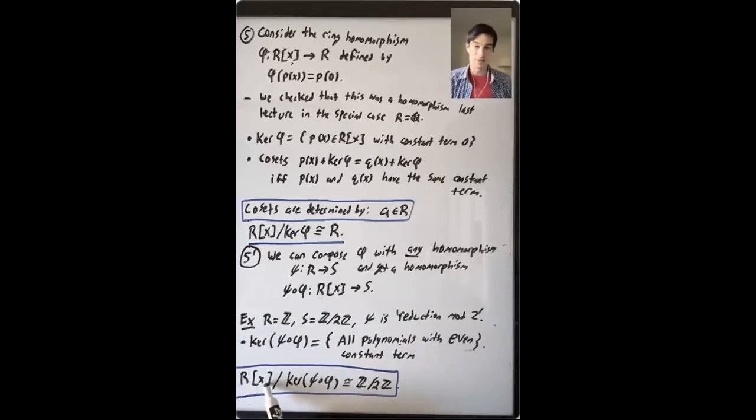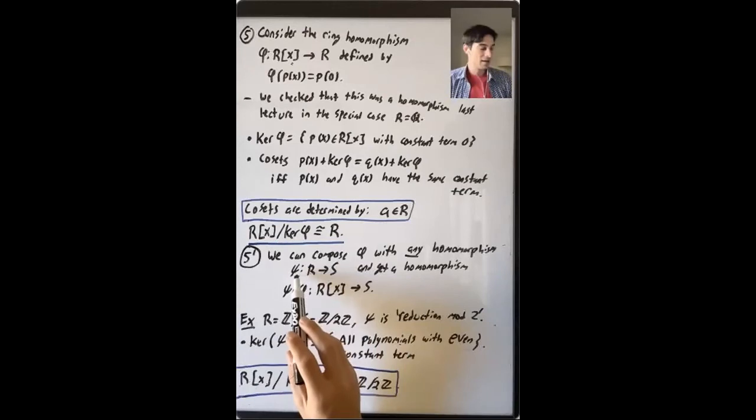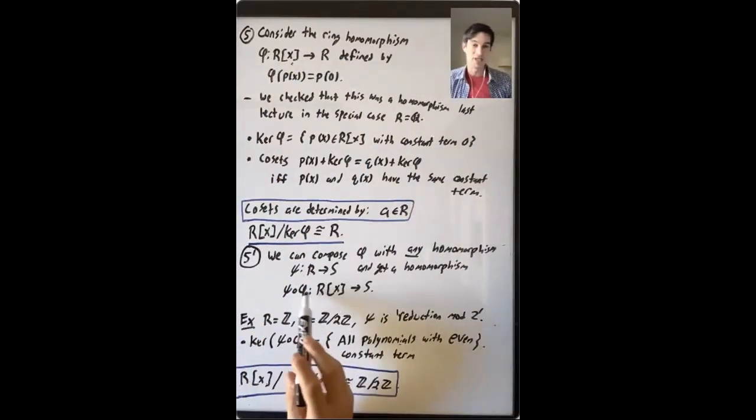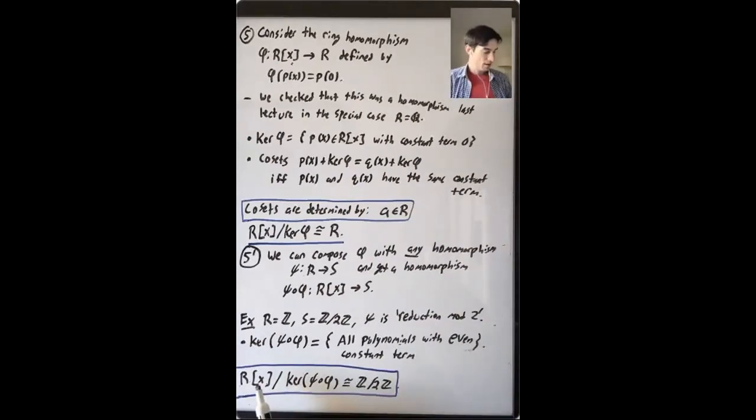Now, what does the first isomorphism theorem tell us? Well, this last function is surjective. This function is also surjective. So the composition is surjective. So R[x] mod this kernel is isomorphic to S, which is Z mod 2Z.